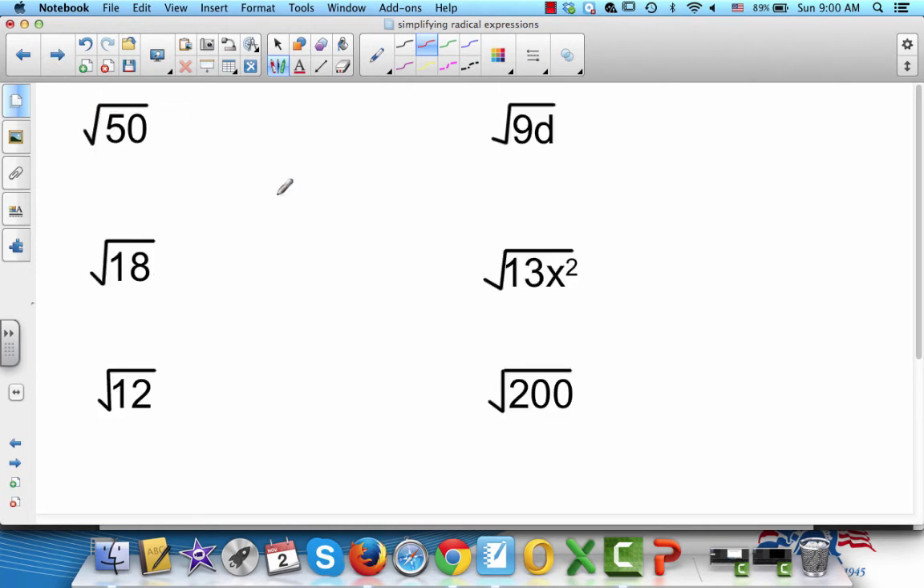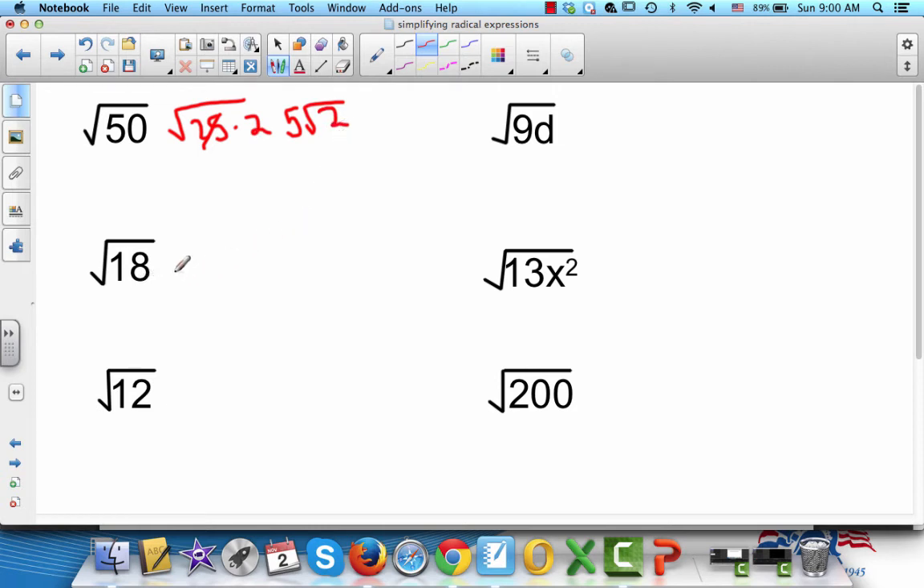Let's try these, okay? This is the way I want you to do it. You've got the square root of 50. Break it down into the biggest square number that you can find, 25, times 2. Then get the square root of 25, which is 5. You put it on the outside, and what you're left with on the inside is the 2.